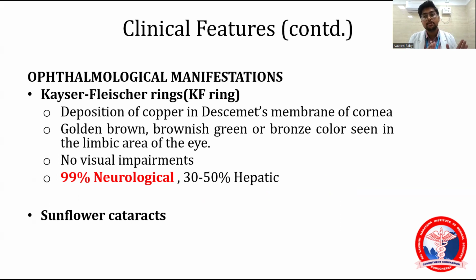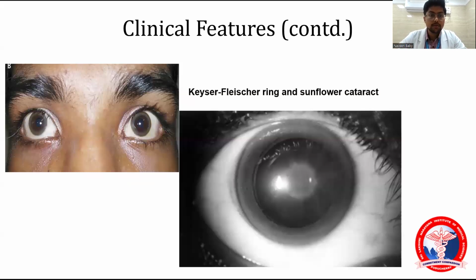Like 99% of the time, a case of Kayser-Fleischer ring is usually associated with neurological deficit disorder of Wilson's, and only 30 to 50% of the time, a KF ring matches with hepatic involvement. But 99% of the time, a neurological involvement will have a KF ring. And sunflower cataract: when the copper gets deposited in the lens, it leads to something known as sunflower cataract. So I'll show you the images for both.